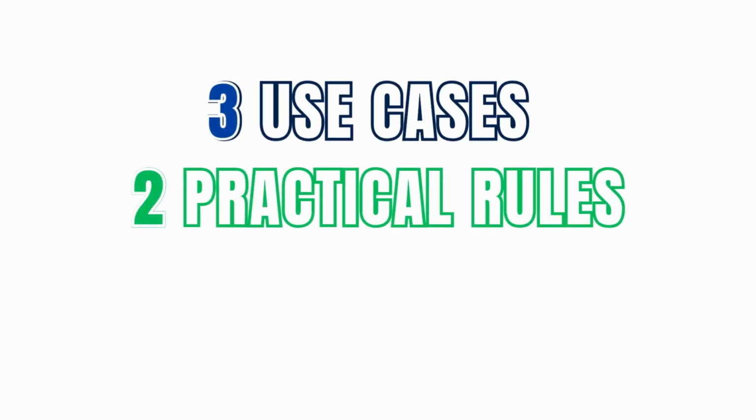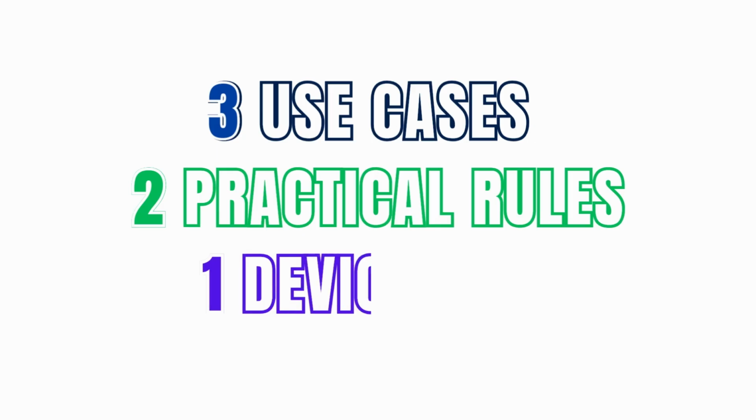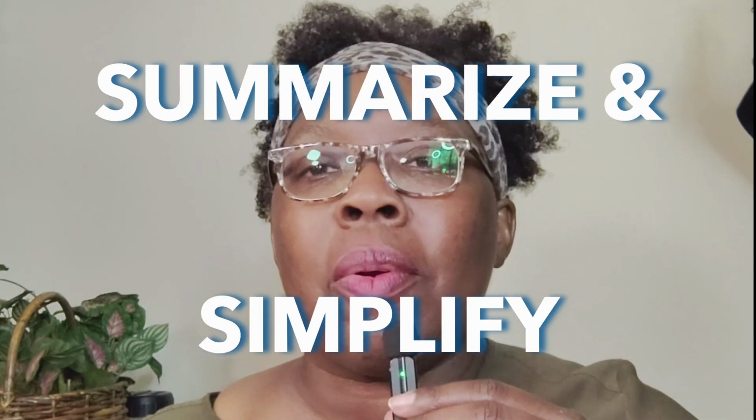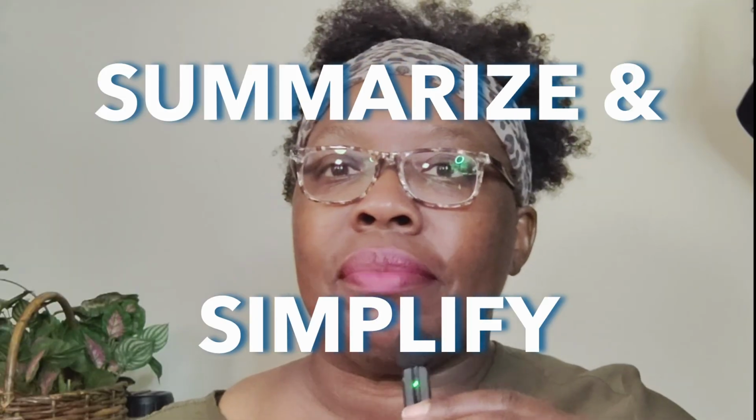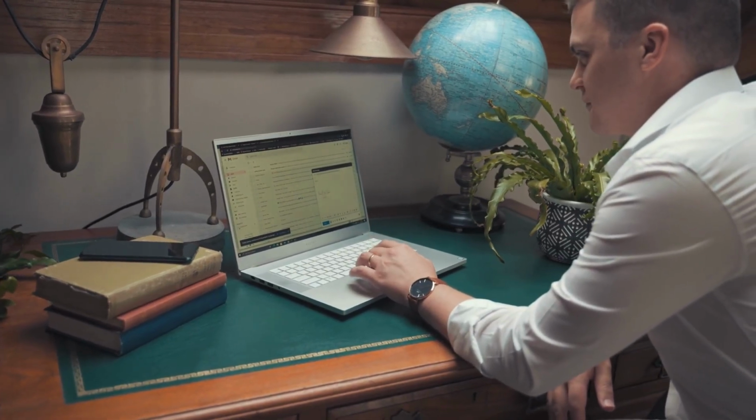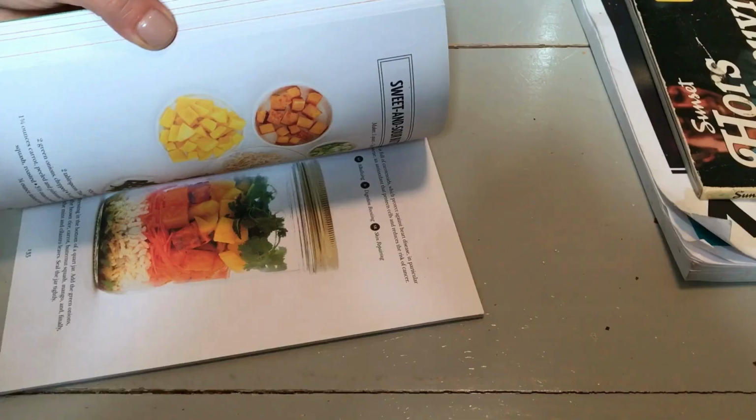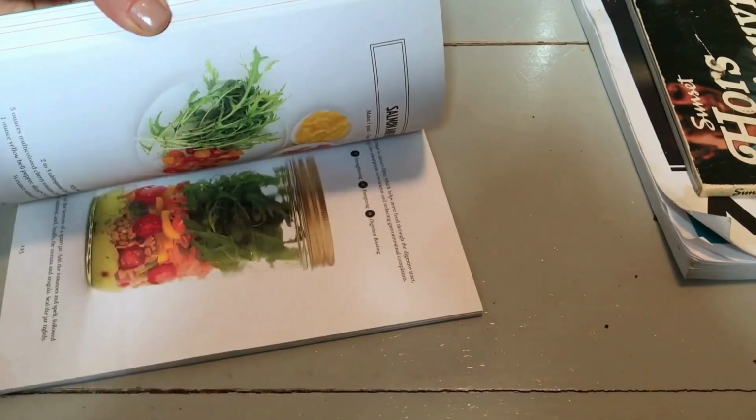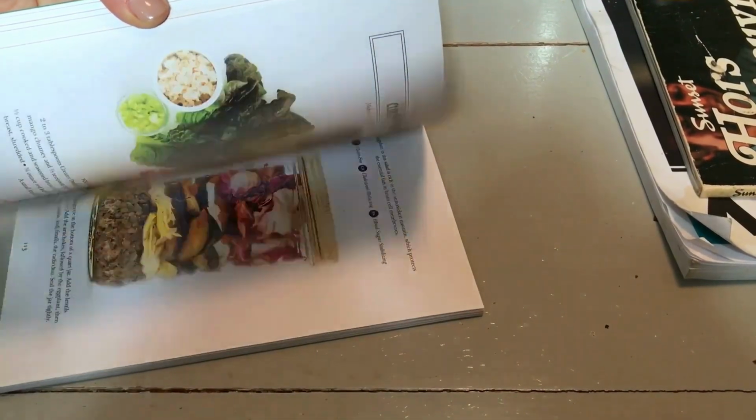So you can use my 3-2-1 workflow to get you started. 3-2-1 stands for 3 use cases, 2 practical rules, and 1 device rule. So use case number 1 is to summarize and simplify. Ask the AI to explain a long email, meeting note, school notice, recipe, policy, or doctor's instructions in plain English.